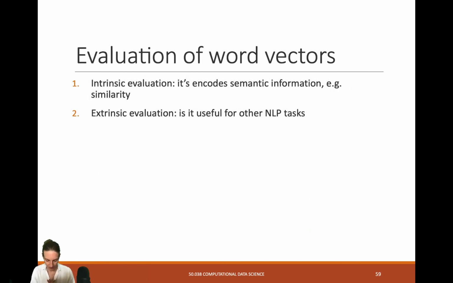Now, for some fun graphs, how do we evaluate word vectors or word embedding models? We can do two types of evaluation. First, we can do intrinsic evaluation. How much do these embeddings encode semantic information? Similarity. And extrinsic evaluation, so how useful is it for other tasks? So as I was mentioning before, if we have a sentiment analysis task using these word embeddings, how much does it improve our task? But first, let's talk about intrinsic evaluation.